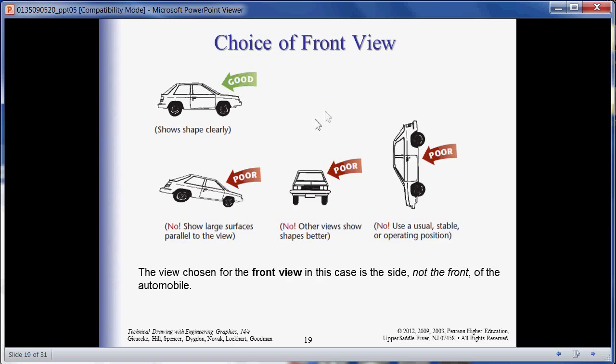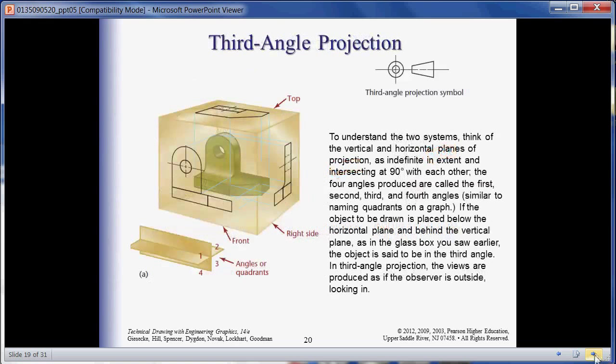Okay, and then here the author goes through the choice of views, and you could see why, just intuitively, this is the best, and these are kind of lousy views. Okay, I don't think I need to go through that. Okay, third angle projection is what we use in the United States.